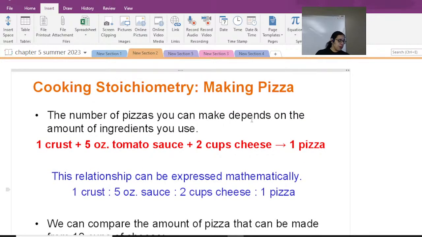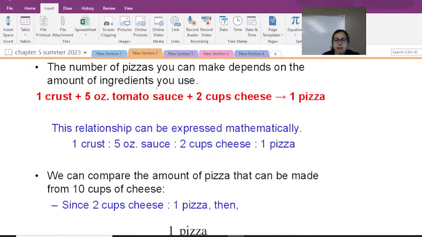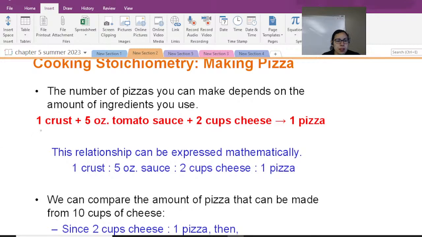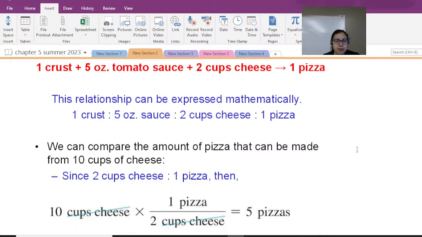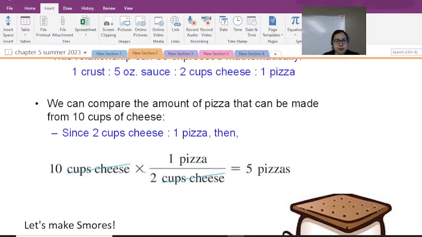All right, and so I always say if you can cook or bake, really, so baking is the same thing, right? You have ratios of flour to sugar to oil to wet ingredients, and so it all comes together in a certain ratio. And so we can practice stoichiometry with pizza. So we can have an ingredient list for a simple pizza: 1 crust, 5 ounces of tomato sauce, and 2 cups of cheese. Make 1 pizza. You can just express it, of course, as a proportion. You can make conversion factors from them.